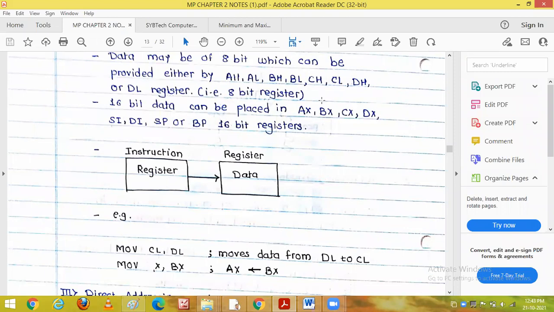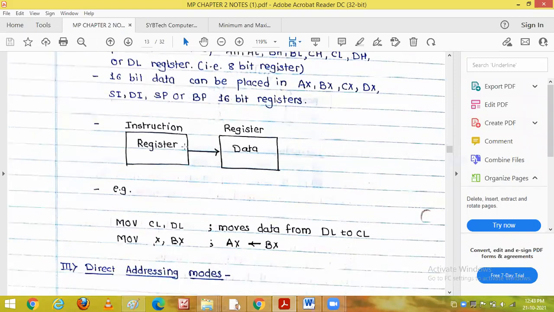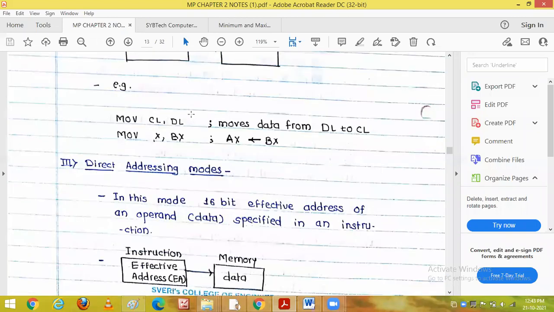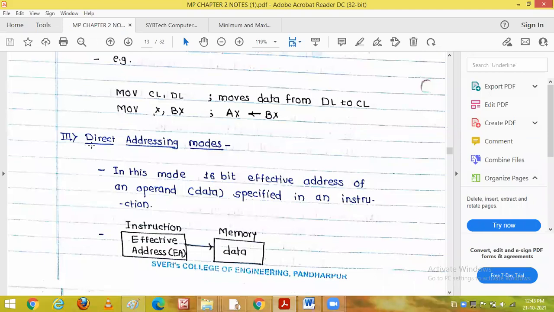Generally, they have selected CL and DL. So this is the instruction with the register. In immediate, it is with the data, and the register is manipulated with the data. This is the register addressing mode. Next I will move on to the third one, direct register addressing mode. Again, in register addressing modes there are two types: direct addressing mode and indirect addressing mode.